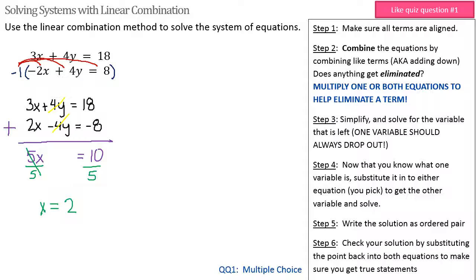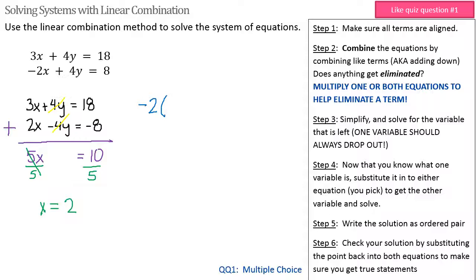Now that we know what one of the variables is, we can substitute it into either of the original equations to get the other variable and solve. So we'll go back to the very original equations up here, and we can choose to either substitute it into the top one or the bottom one. Either one will give us the same solution for y. So for this, I'm going to do the bottom one because the numbers are slightly smaller. That's the only reason why.